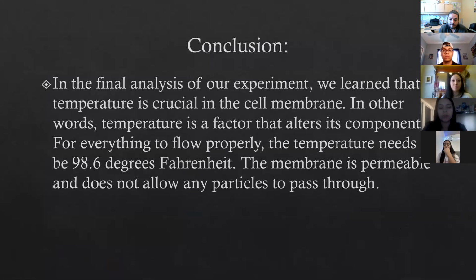So in conclusion, we learned that temperature is crucial in the cell membrane, and that it is also a factor that alters the components. The temperature needs to be 98.6 degrees Fahrenheit in order for everything to flow properly. The membrane is permeable and does not allow any particles to pass through.